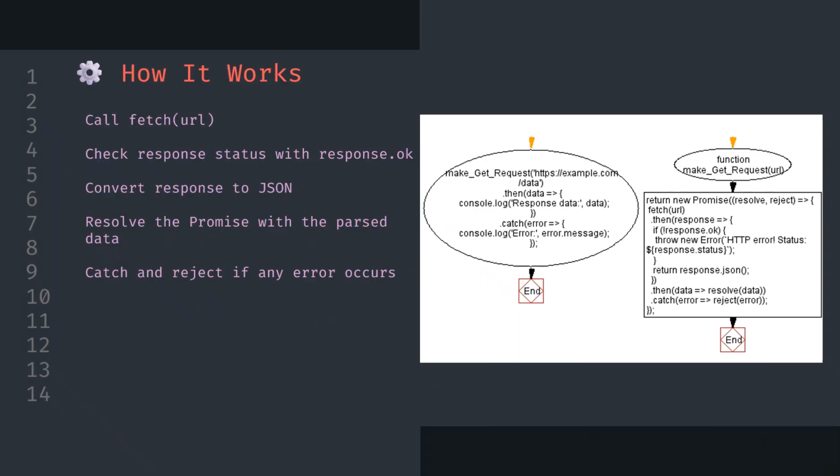We first begin by making a request using fetch. Next, we validate the response. If everything is fine, we convert the body to JSON. That data is then passed to the promise's resolve method. If anything goes wrong, we catch it and call reject to handle the error properly.